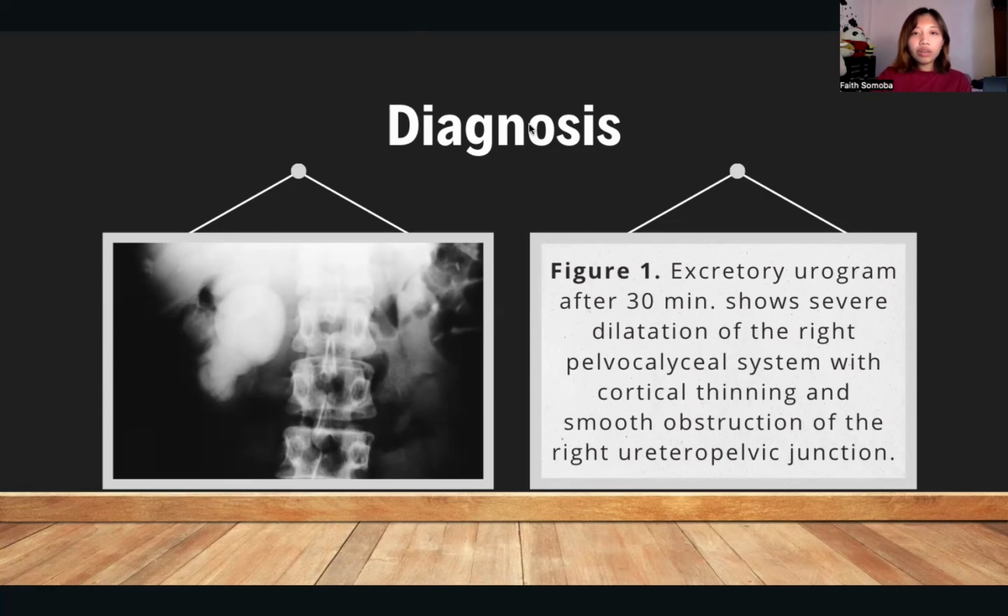As for figure 1, this image shows an excretory urogram taken 30 minutes after the injection of contrast dye. It reveals a severely dilated right pelvocalyceal system, which is the part of the kidney where urine collects before moving to the ureter. There is also noticeable thinning of the kidney's cortex, indicating long-term pressure. The ureteropelvic junction, where the kidney connects to the ureter, is clearly obstructed, preventing urine from flowing normally.